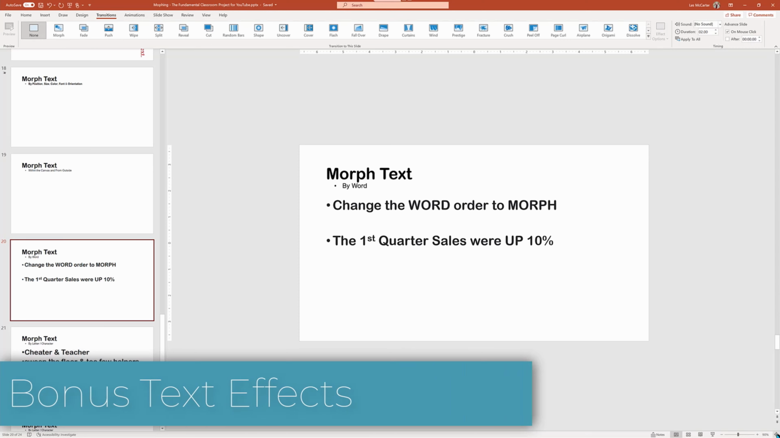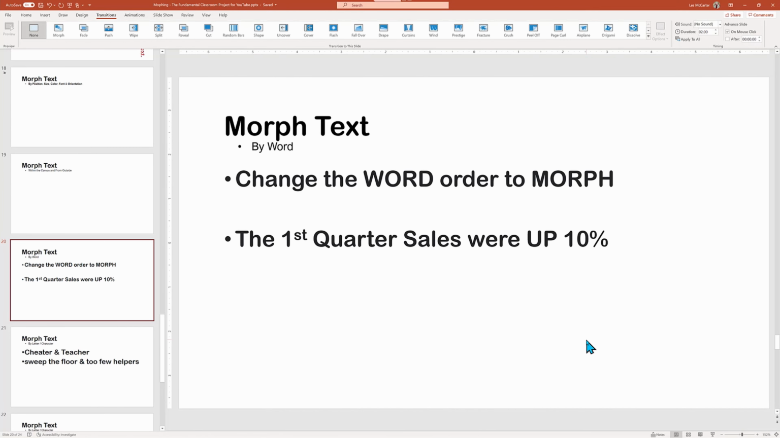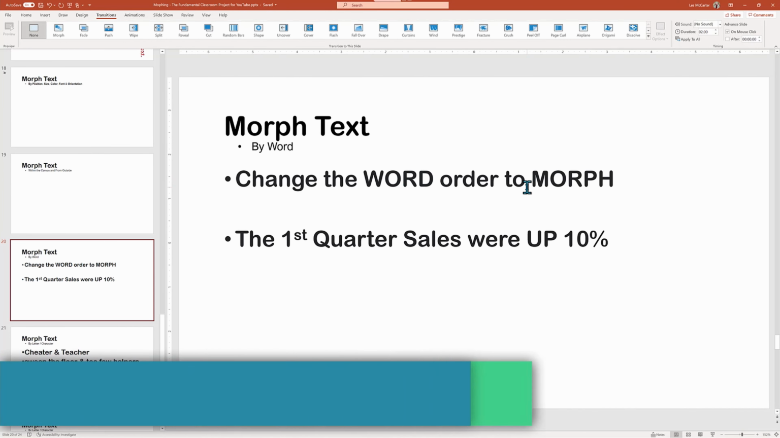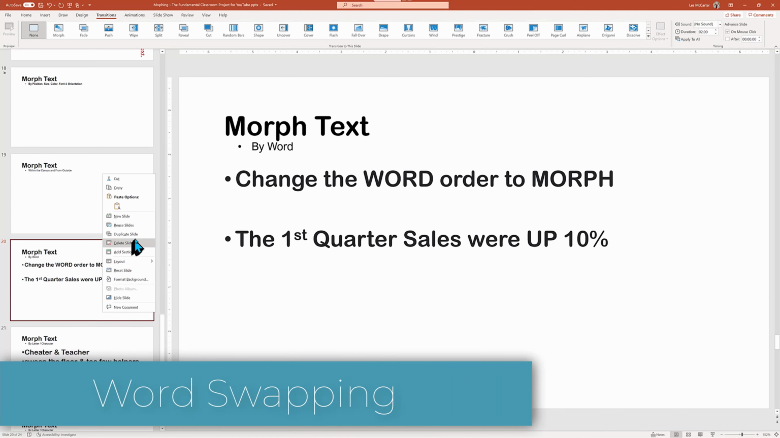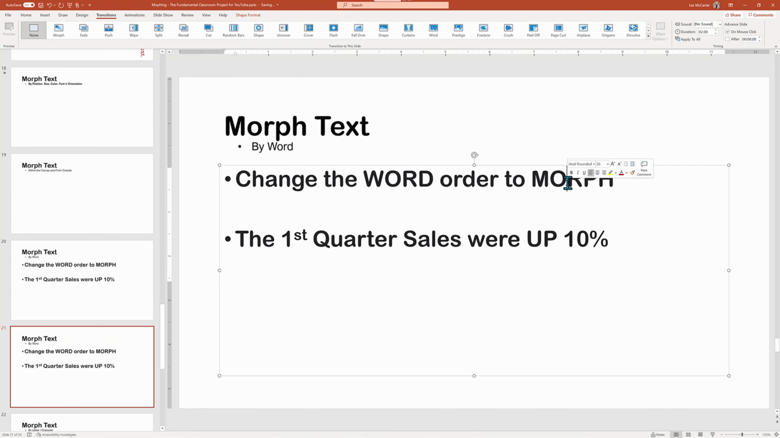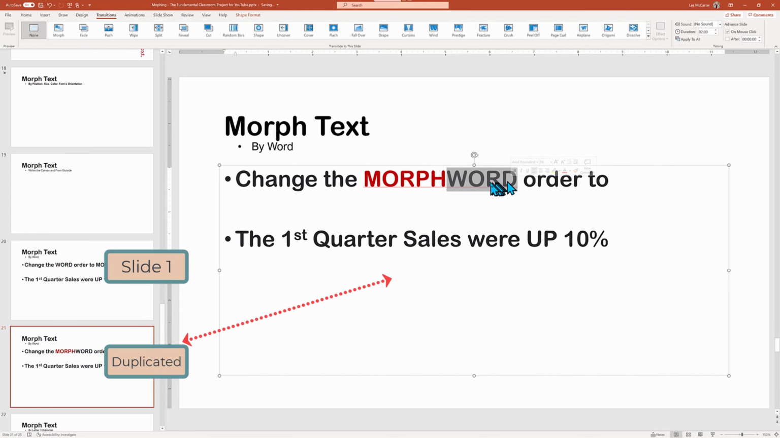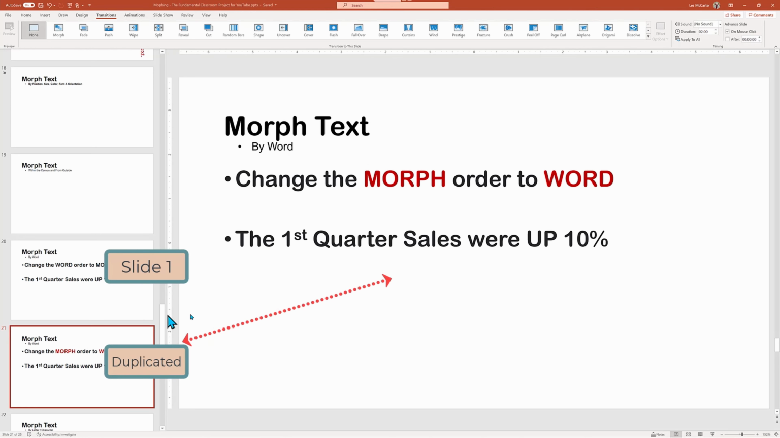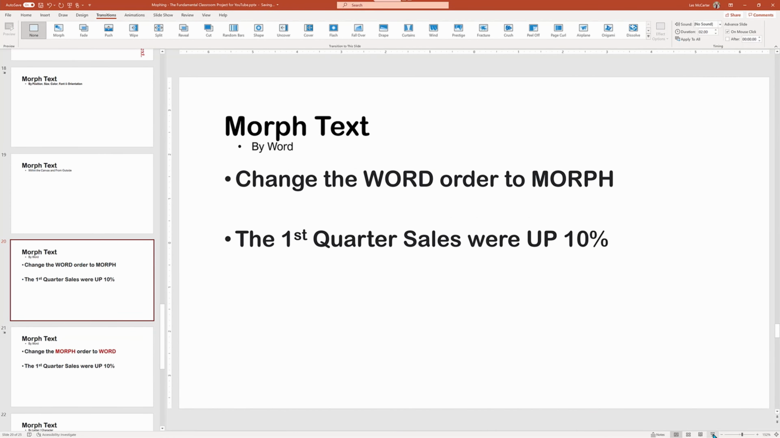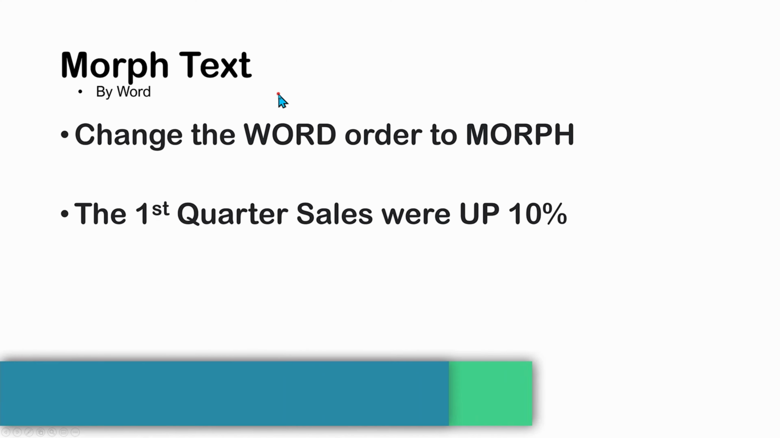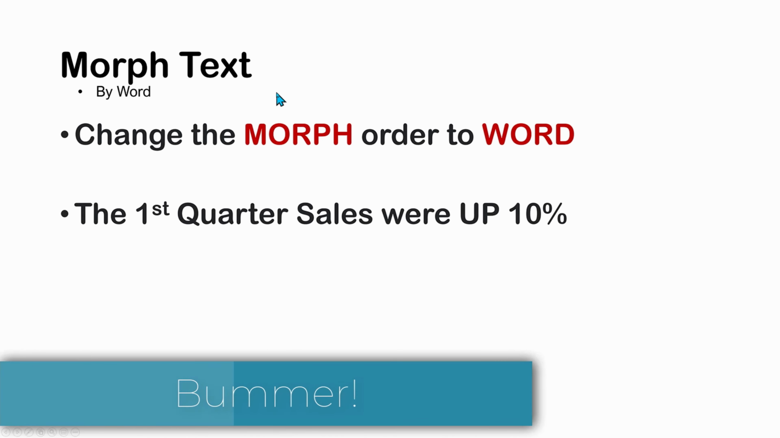Let's do some wordplay. The first of the 2 techniques is what I call word swapping, and it's best to see in action. So I'm going to duplicate this slide, and then on the second slide, change the color of the words "word" and "morph," and then we'll do some cut and paste. I'm going to swap their position on the second slide. We must not forget to add the morph effect from the transition menu, and then we can check it out in the slideshow. Here we go with slide 1 and slide 2, and it just changes.